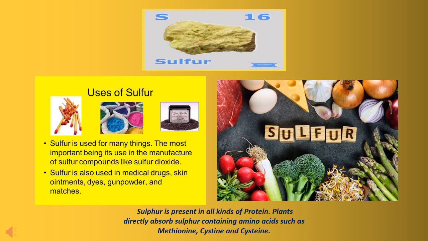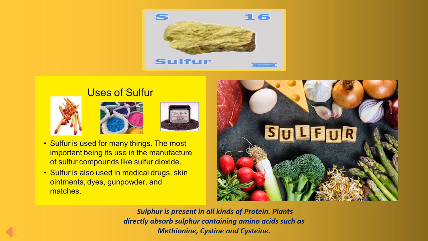Uses of sulfur. Sulfur is used for many things, the most important being its use in the manufacture of sulfur compounds like sulfur dioxide. Sulfur is also used in medical drugs, skin ointments, dyes, gunpowder, and matches.